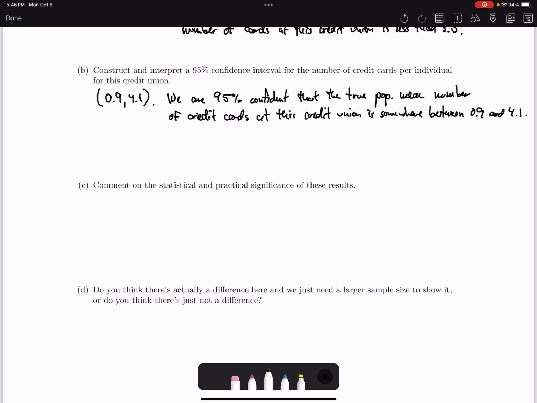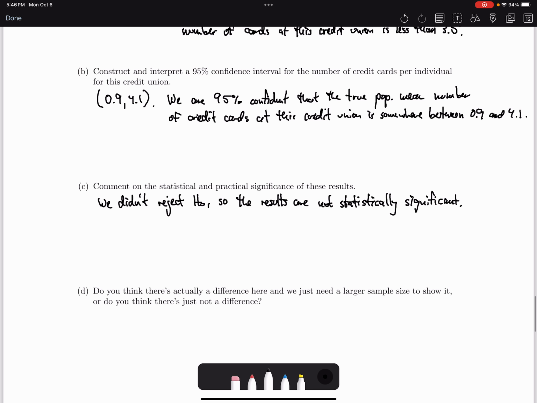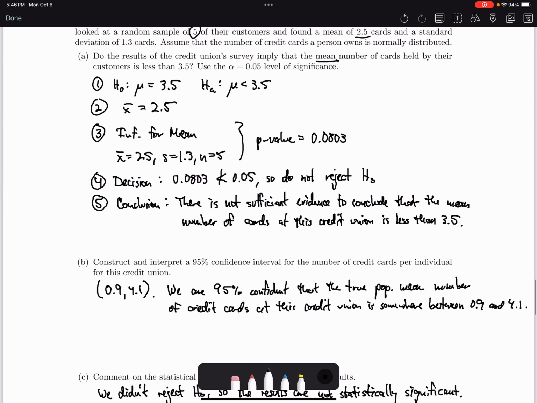Okay, part C. Comment on the statistical and practical significance of these results. Well, we didn't reject the null, so the results are not statistically significant. Okay. However, pretending for a second that we had rejected the null hypothesis, I would say that 3.5 compared to 2.5 is a pretty significant difference. I know you might be thinking, well, that's only one credit card less, and that's true, but we were only starting with 3.5 credit cards to begin with, right? So you decrease by one, and that's a pretty significant amount.